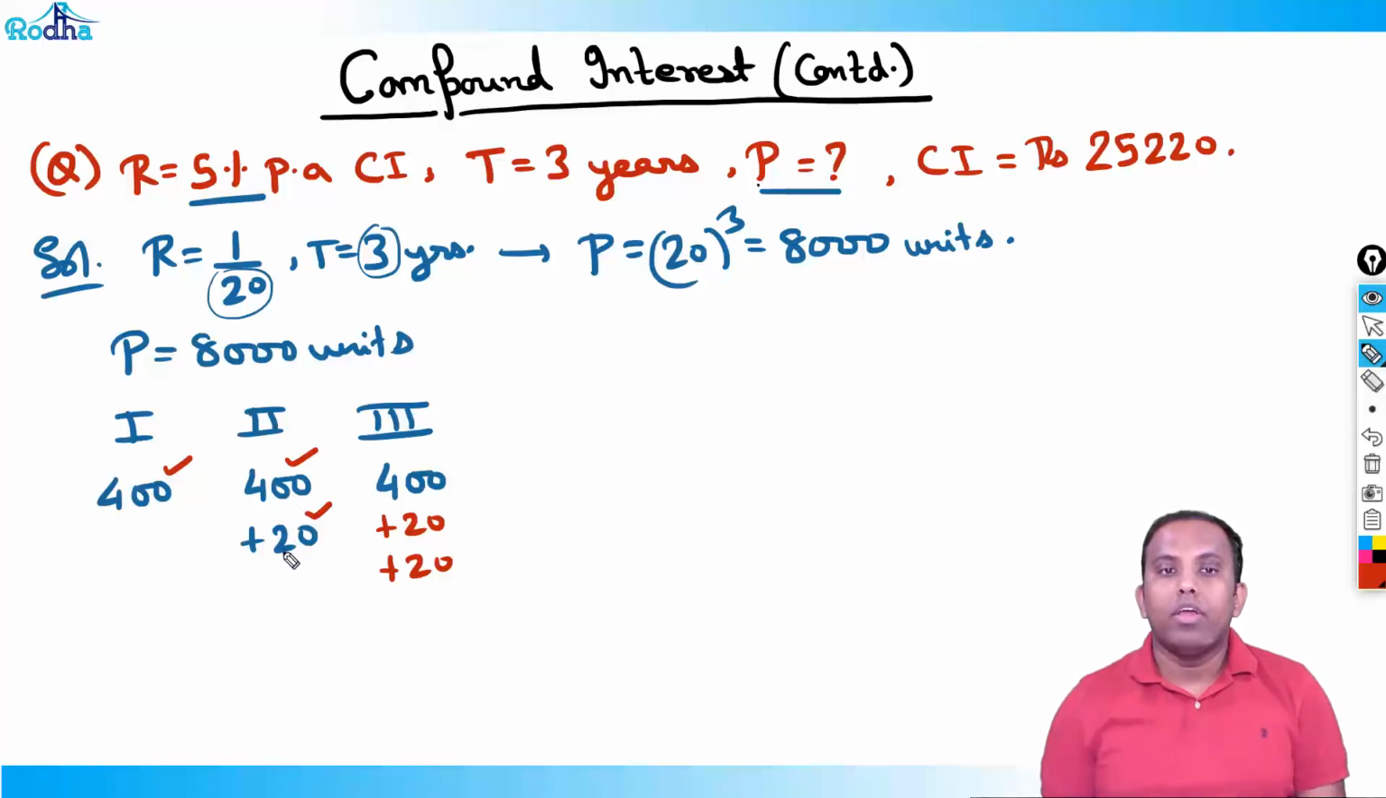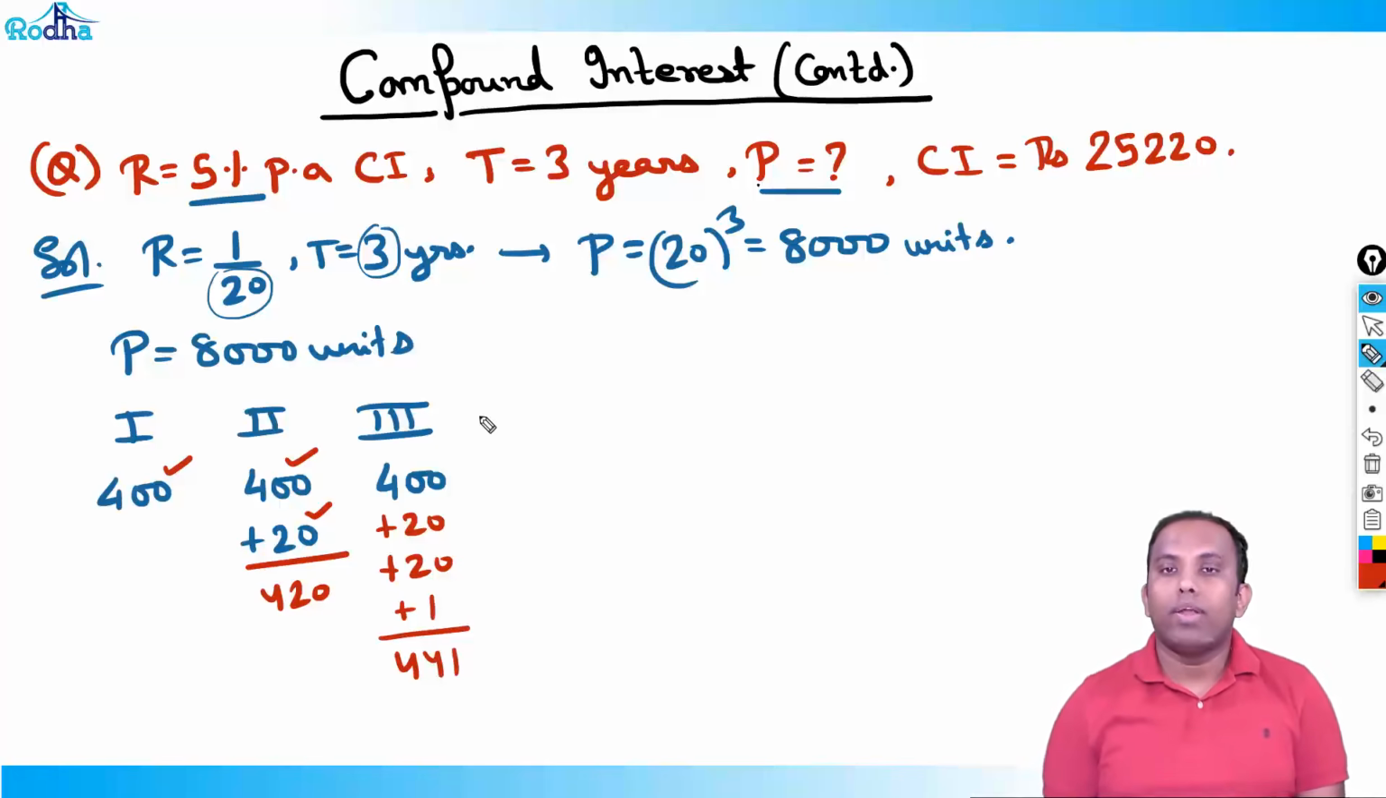So the interest of 5% of 20 is how much? 1. So plus 1, right? So what is the total CI for the third year? The total CI for the third year is 441. The total CI for the second year is 420. And for the first year, SI and CI are both the same, so both are 400 only.